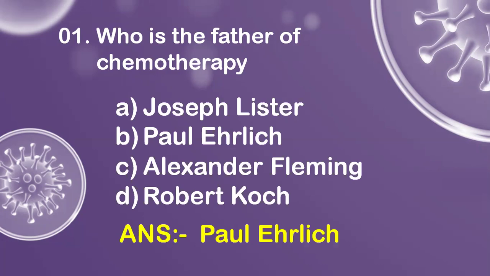Paul Ehrlich was a German scientist. He is considered the father of chemotherapy. Why? Because he discovered salvarsan. This is salvarsan, called the magic bullet. Salvarsan has the ability to kill the spirochete of syphilis. So Paul Ehrlich is considered the father of chemotherapy.